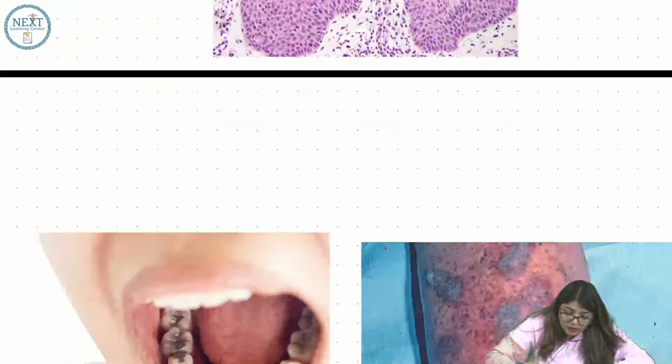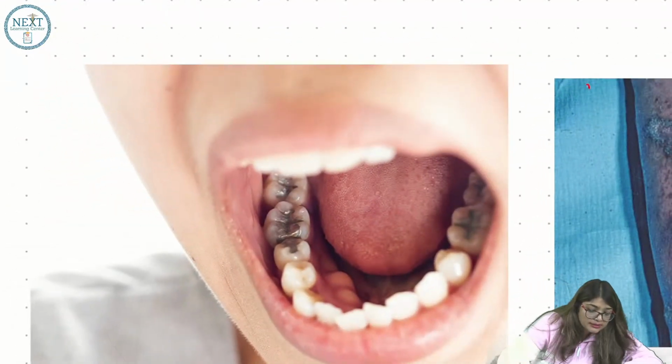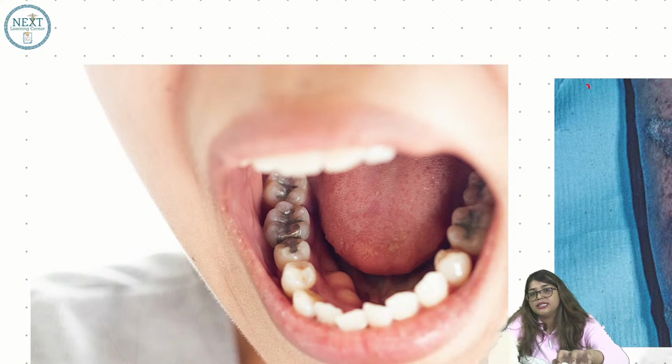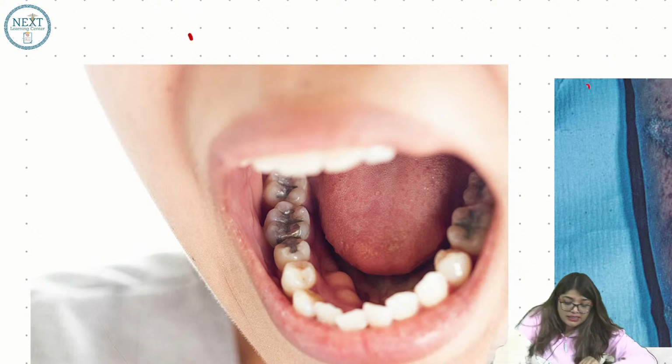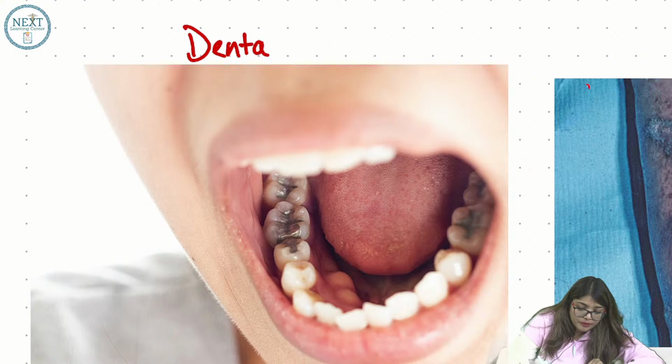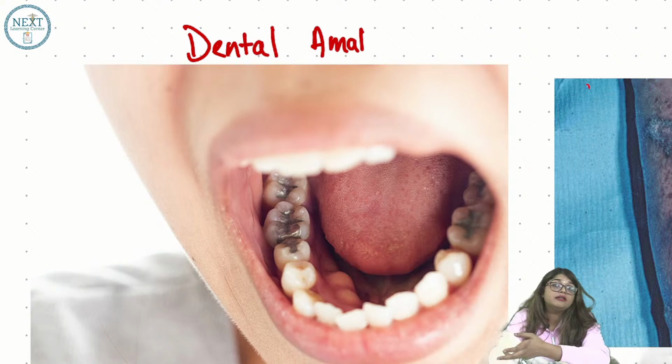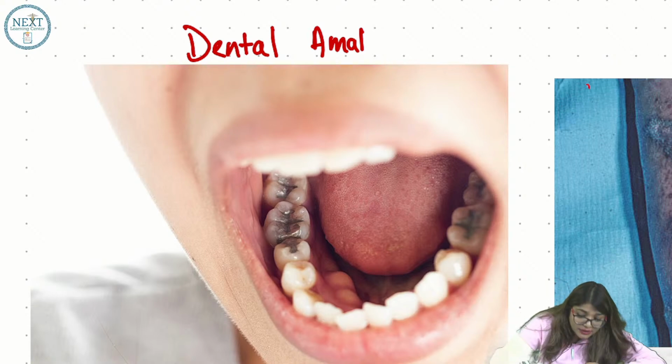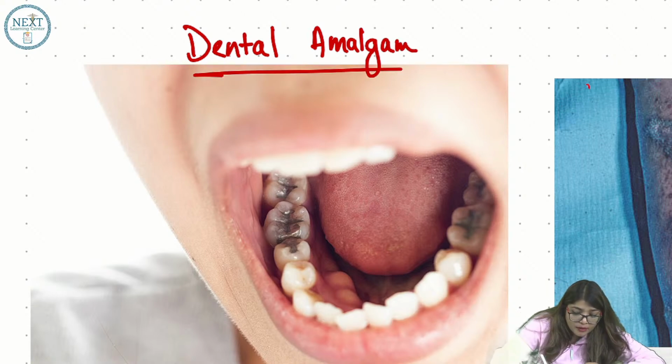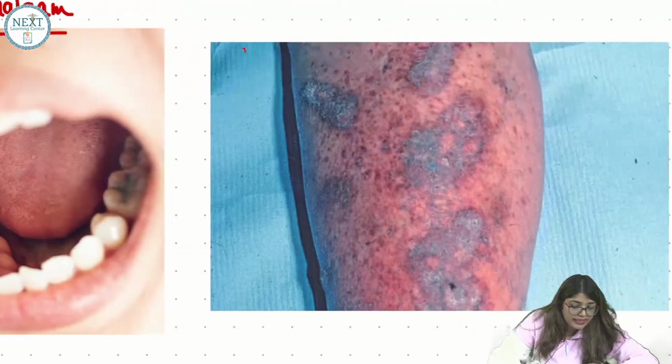Yes, very good. Now let's do this image. Can you see what this is? The biggest association of lichen planus is with dental amalgam. Okay, dental amalgam. So these are images that come as clinical questions in your exam. Yeah, very good. Dental amalgam.